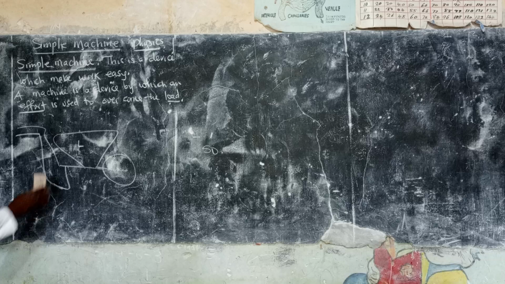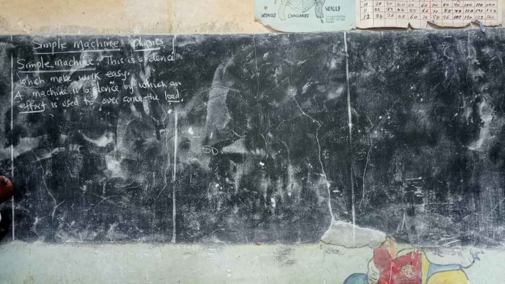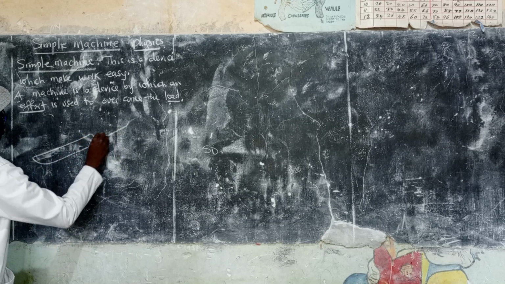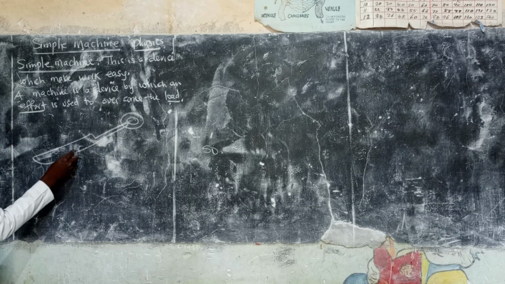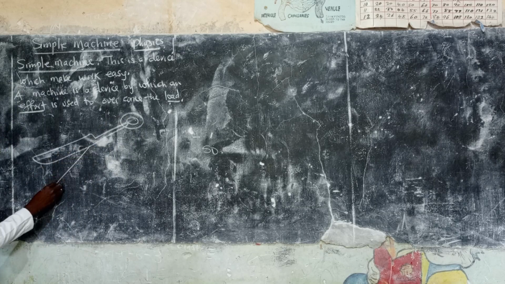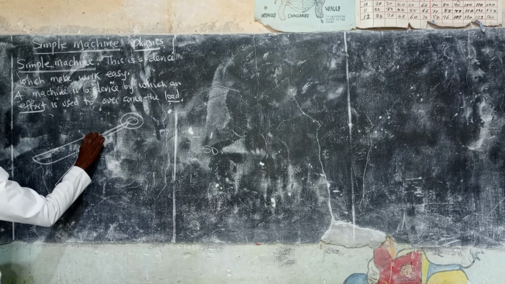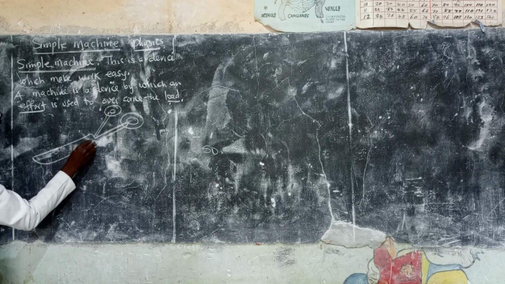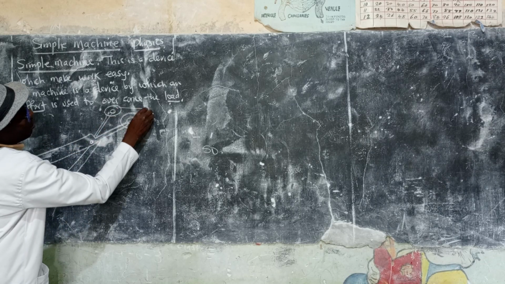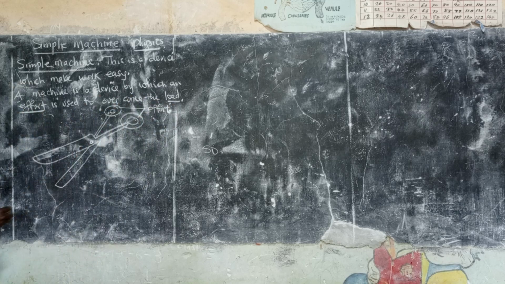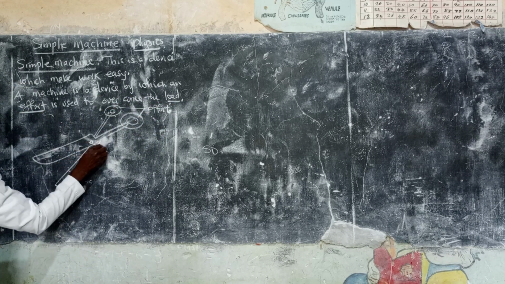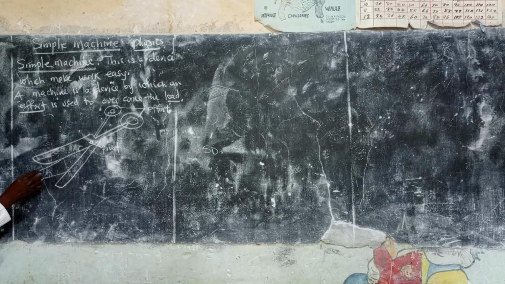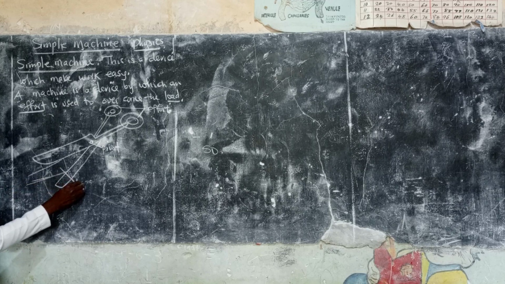So the other machine that we have is scissors. Okay, a scissors is in this manner. Where you hold the handles, that is the effort. So the effort is a point at which a force is applied. Always where it joins, that is the pivot. Then where you are cutting, where the material is put, that is the load.